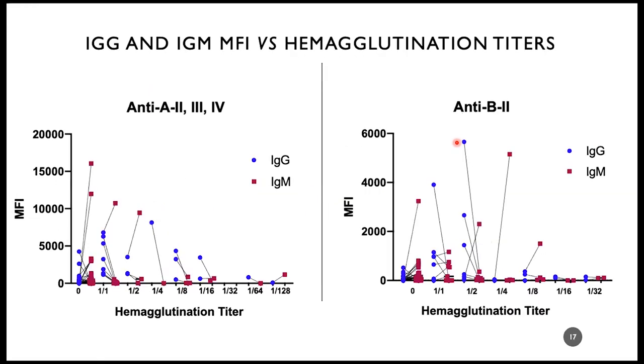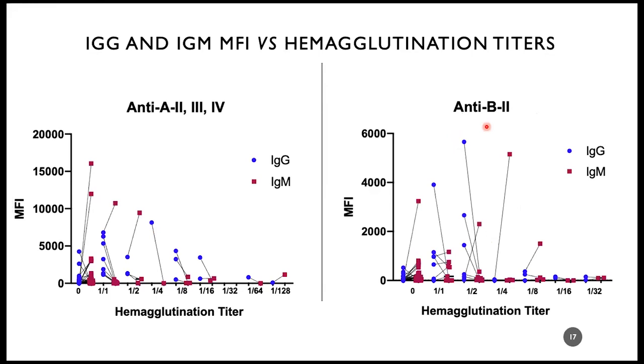On this slide, I'm showing you the IgG and IgM MFIs versus the titer that was obtained from hemagglutination. The clinical lab currently uses hemagglutination to assess risk in transplant, so this is why I want to compare these results to Luminex. And again, to remind everyone, hemagglutination uses red blood cells, so group A expresses subtypes 2, 3, and 4, and group B expresses subtype 2. So this is why we're looking at the reactivity of these antibodies.